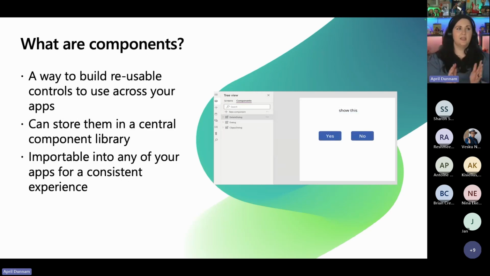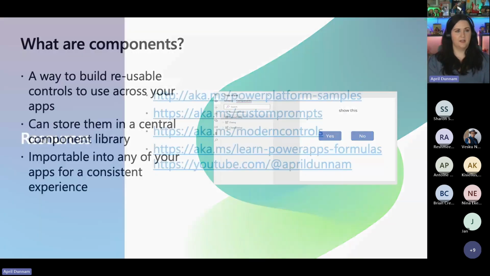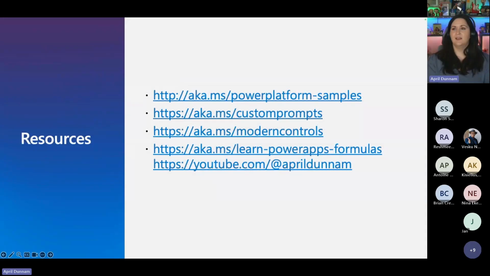And then the final tip is to use components. Those are a way to build reusable building blocks of code that you can store in a central component library and then import into your other applications. If you have dialog boxes that you want to build and use throughout a bunch of different applications, or standard controls that aren't there out of the box, a component is a great way to do that. There are lots of resources out there on how to build those. And speaking of resources, here are all of the resources that you can reference for more information about the samples and custom prompts and all of that.